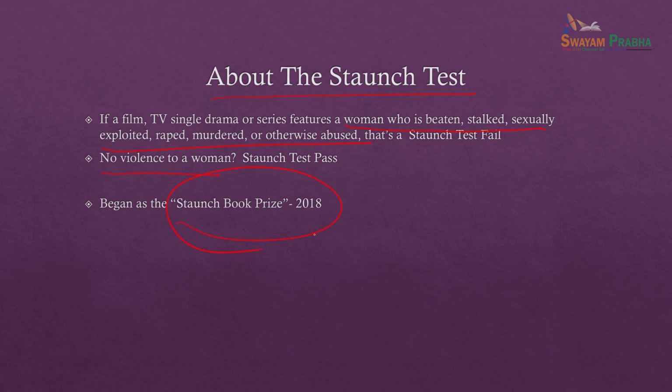This began as the Staunch Book Prize in 2018. So, this is only a small information to you, because when there is a majority portion who are trying to tell you the idea that women should always suffer physically in order to make a book sell, this is the counter idea that no, we are going to award those books who do not show women characters being stalked or sexually abused or beaten. So, when there is one idea, there is always an opposing idea, and finally there will also be a synthesis.